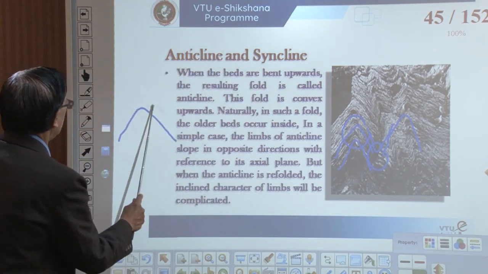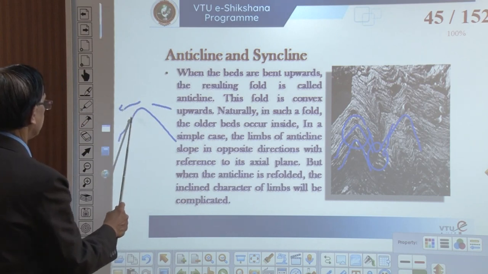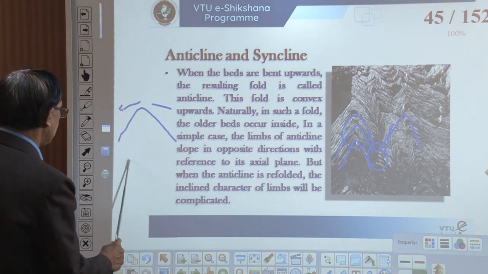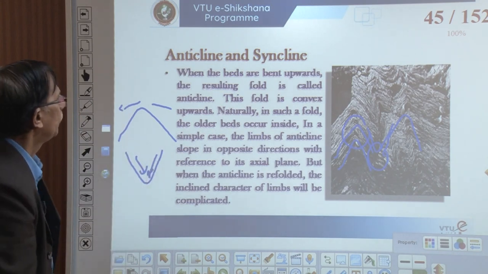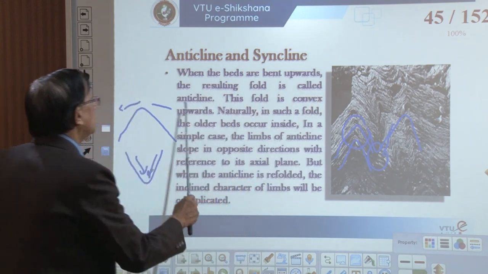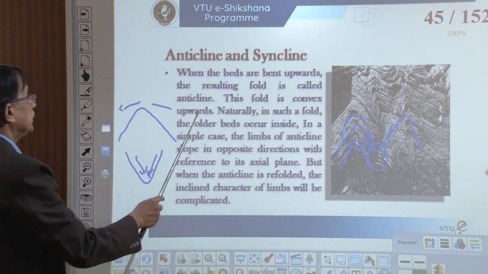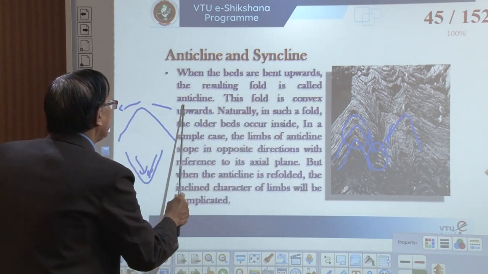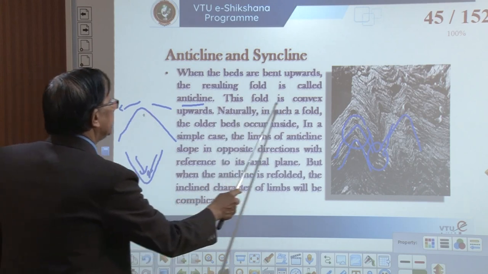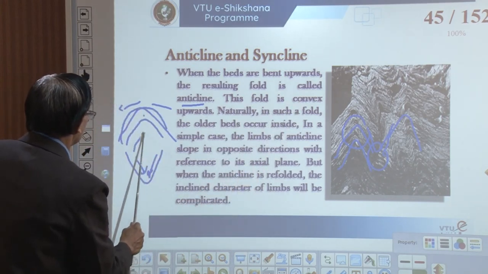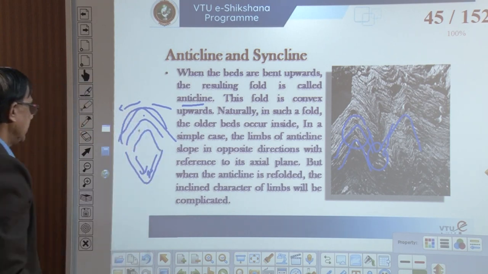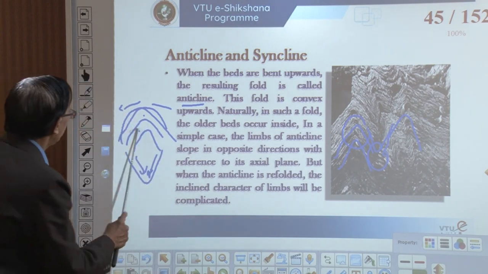Anti means opposite inclination, this side. Syncline means together, they slope together. Now, when beds are folded like this, see, the resulting fold is called an anticline, this one. This fold is convex upward. If a number of layers are there, older rocks are inside. If it is eroded, what happens?